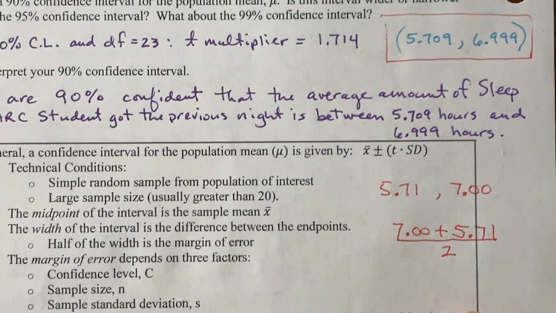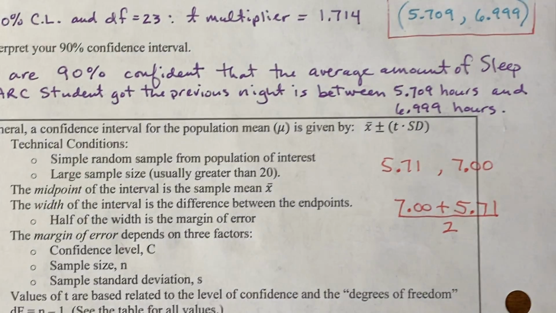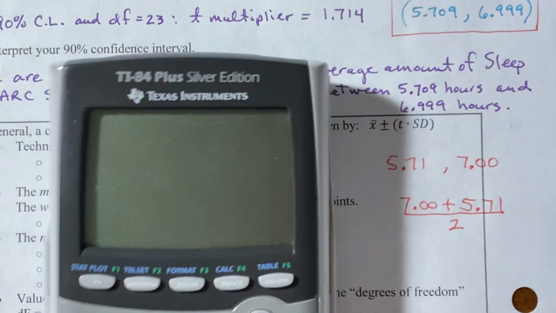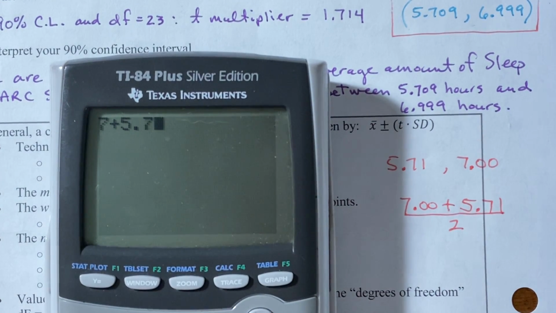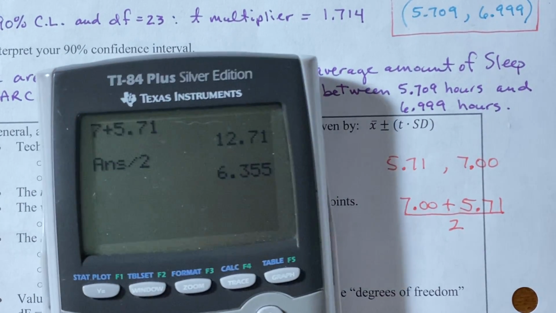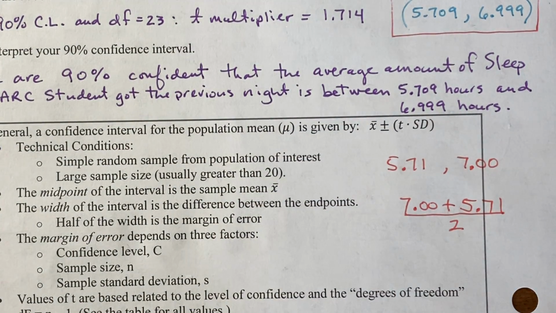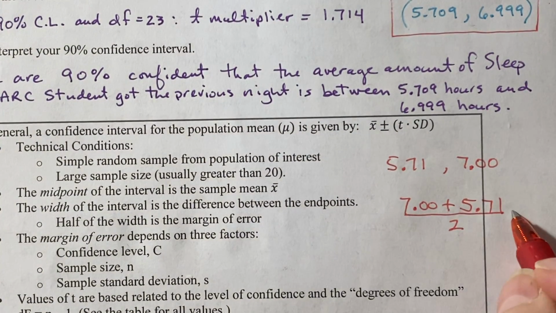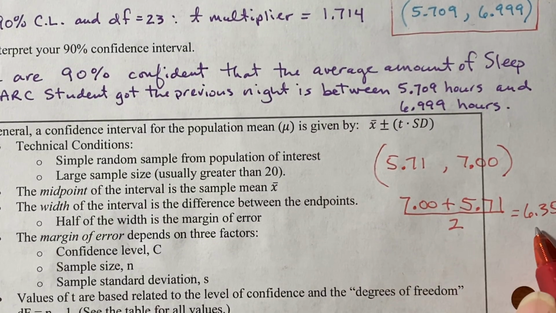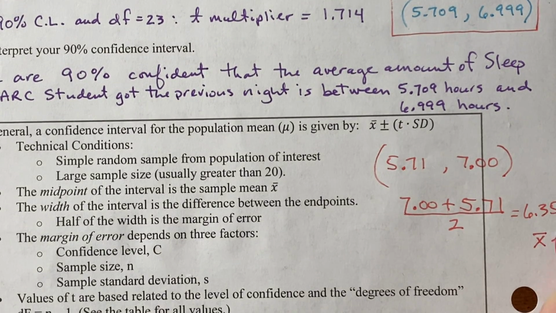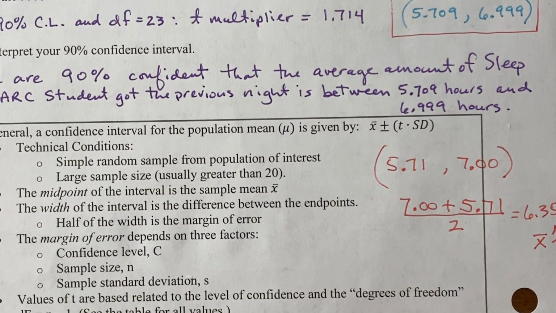That's finding the middle. So if I go get my trusty little calculator here, and I take 7 plus 5.71, divide that by 2, 6.35. That is our sample mean. So if you know the interval, you can find your sample mean by just finding the middle of the interval.